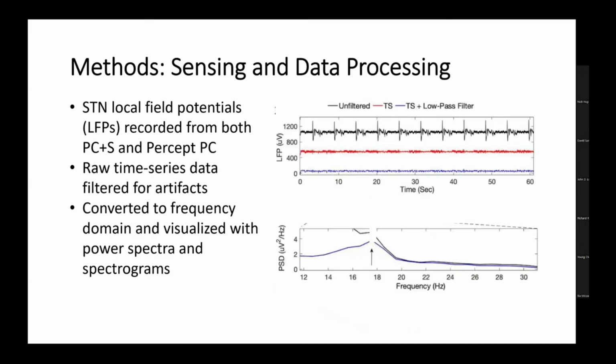For methods, I won't belabor them, but we recorded local field potential activity from the STN, both with the first generation PC+S and the second generation Percept. I filtered this raw time series data for artifacts and analyzed the data in the frequency domain.